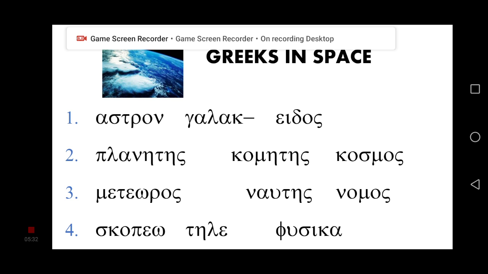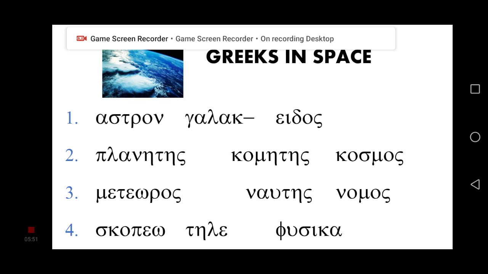Nautes, we've already explained, it's a navigator, explorer, sailor. Nomos is law or rule, and any words that end in onomy are kind of rules or laws. So astronomy is kind of the rules of the stars, law of the stars.